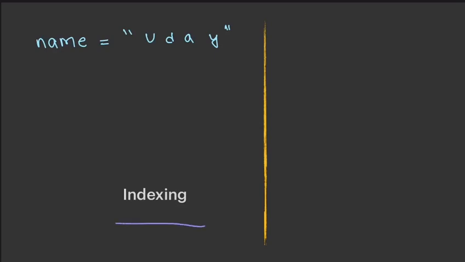Let's talk about indexing first. Consider this name which is declared as a string. Similar to other programming languages, Python string index starts with 0 and then goes till n-1. The speciality of Python is we have negative indices as well. If we are at 0 at u, what if we move backwards? We will obtain y, which is at an index of -1. Similarly, a is at an index of -2, then -3 and -4 respectively. This is the speciality of Python.